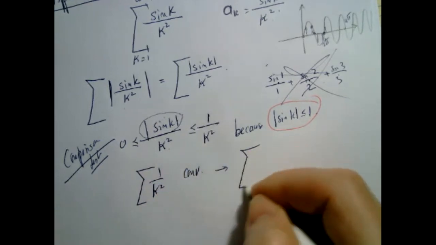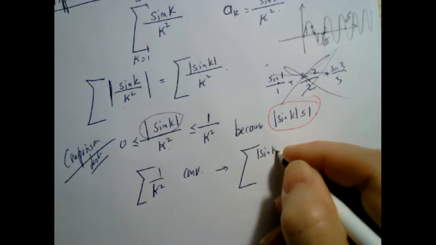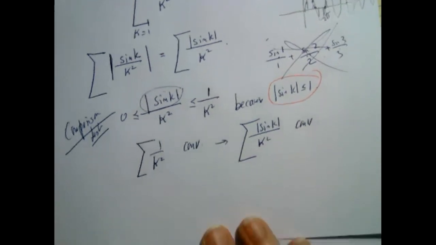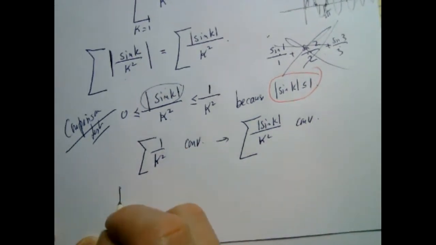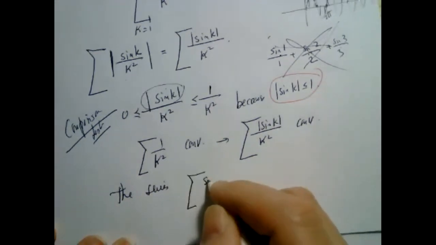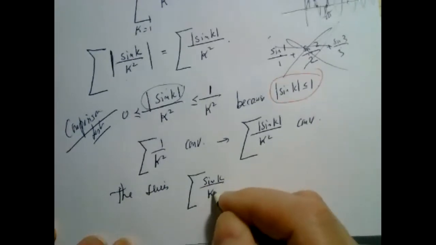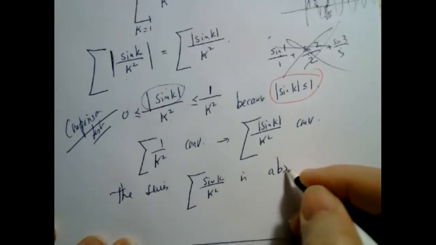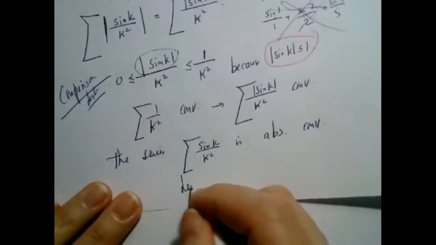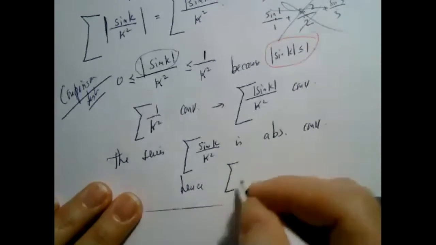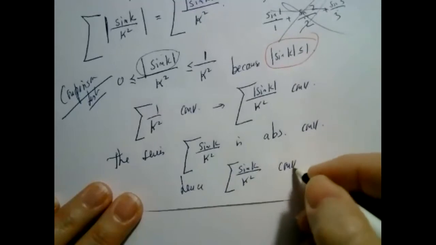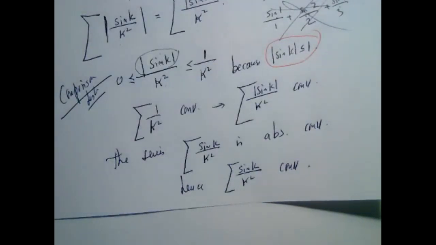It means the smaller one converges. It will converge. So now the series sigma sine k over k squared is absolutely convergent because it converges in absolute value. Hence, it's convergent. Even without absolute value, it converges. End of the problem. So that's how we can use it.